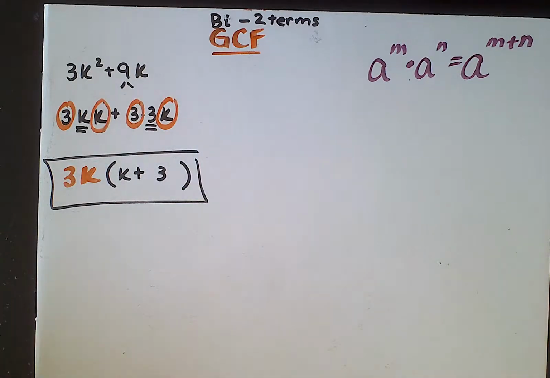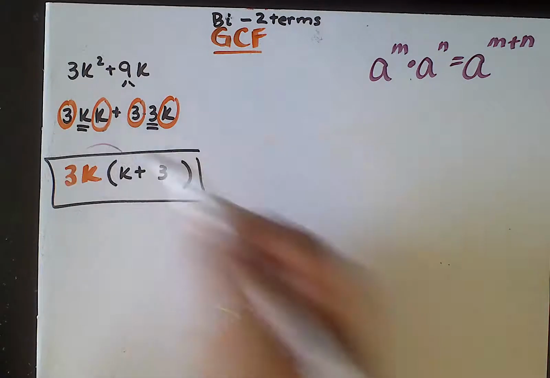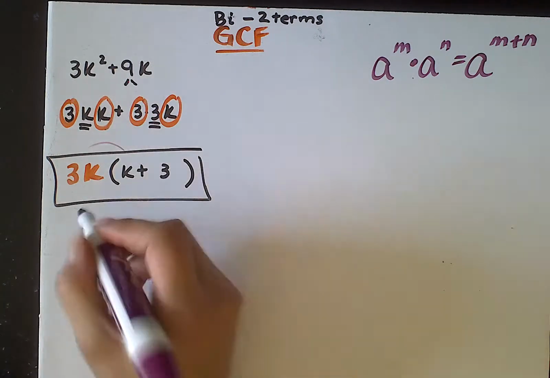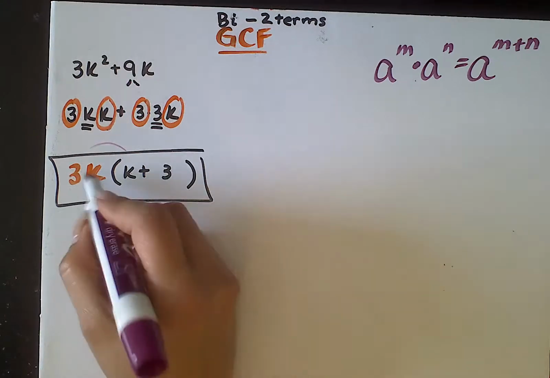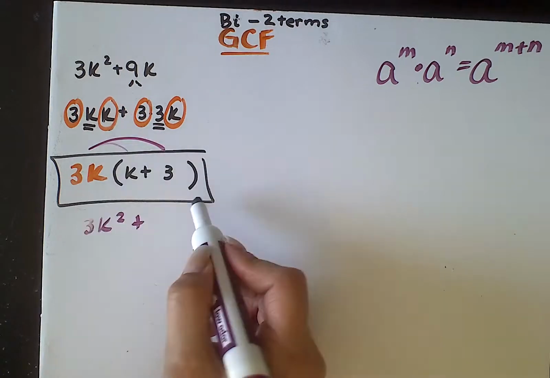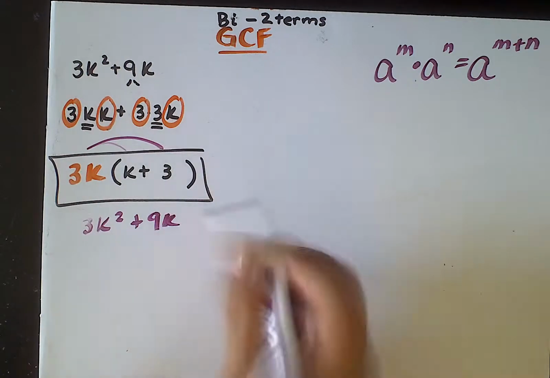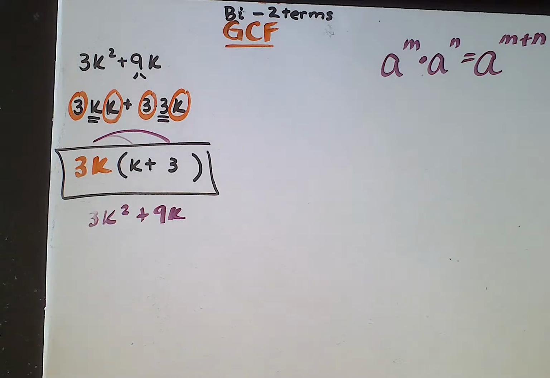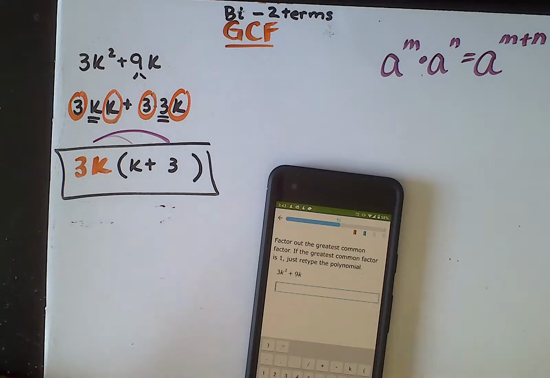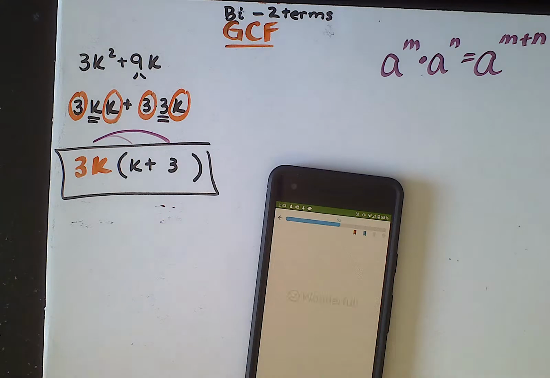All right. Let's go ahead and double check my answer. Do you have to double check? No, that's your choice completely. So that should be 3, and k times k is k squared, plus 3 times 3 is 9, and don't forget the k, which is exactly what we had earlier. So let's type in the answer here, which is 3k parentheses, k plus 3. Okay, looks the same, submit.